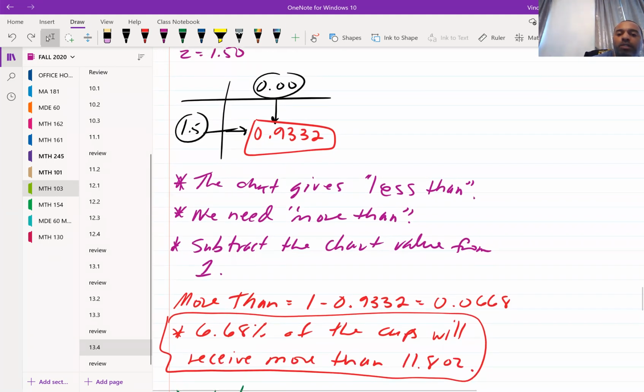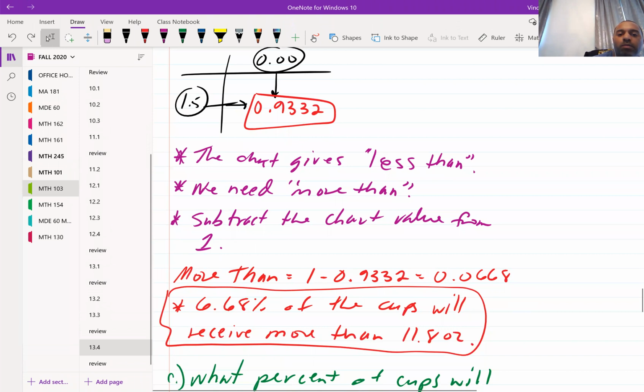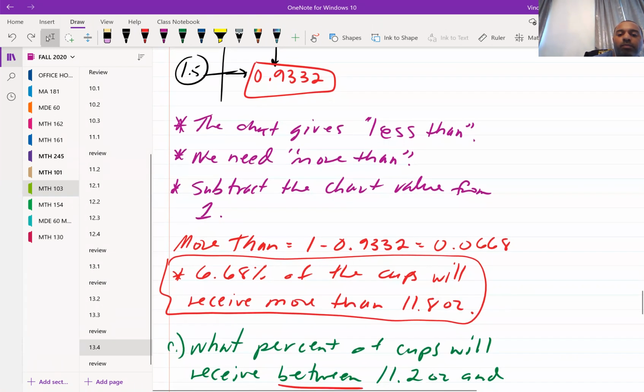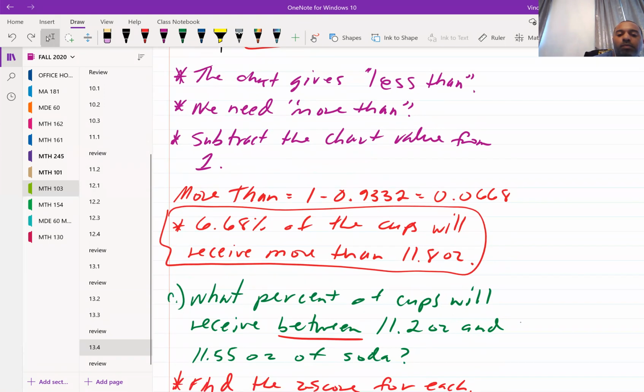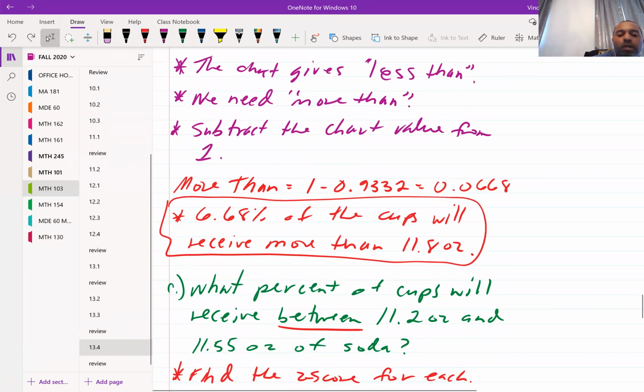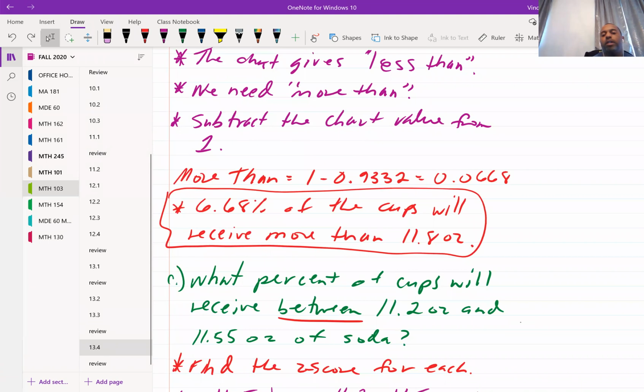Questions before we look at C? Make sure we're all right. All right, last one. What percentage of cups will receive between 11.2 ounces and 11.55 ounces of soda?